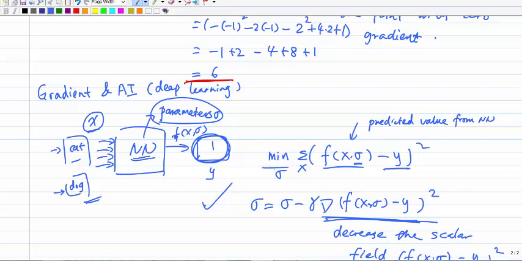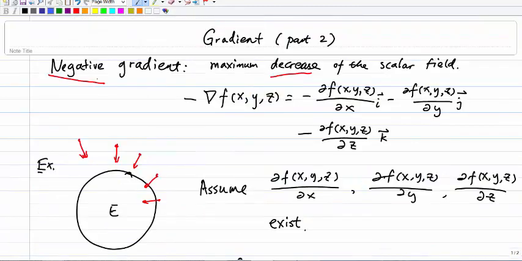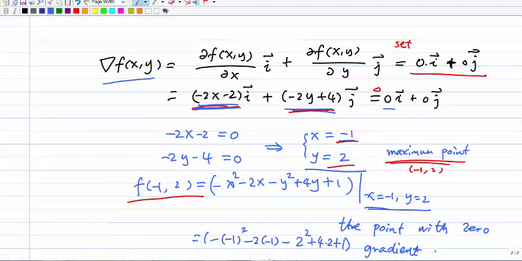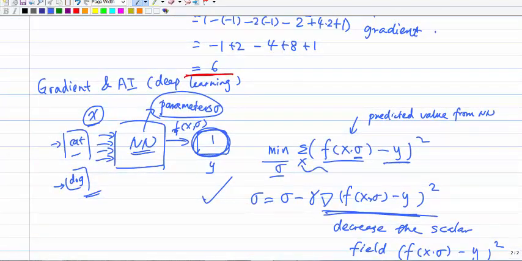Okay, so essentially you can see I'm trying to minimize some function, right? Remember, when we use the negative gradient, it gives the maximum decrease of the scalar field. So you can consider this a scalar field of my sigma, because for different sigma you actually have different values, right? So you're trying to figure out what sigma is.